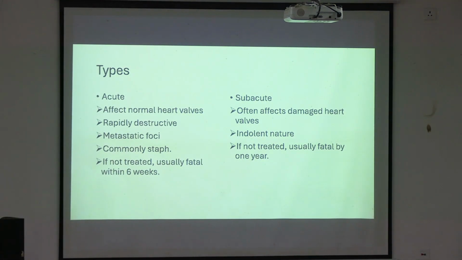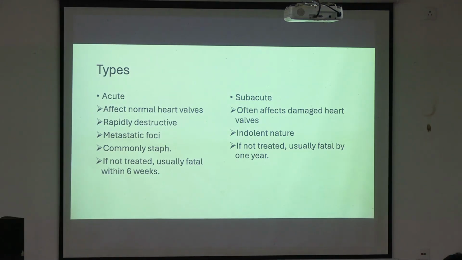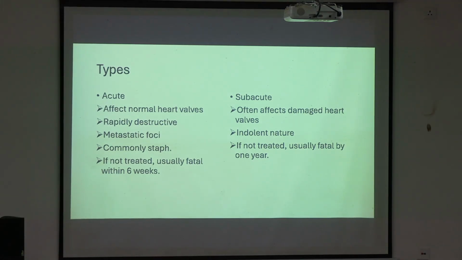Okay, so what are the types? It is of two types. First is acute and then is subacute. It is not chronic, so it will be subacute. Acute means it will affect the normal valve. It won't affect the previously affected valve, it will affect only the normal valve, and it will be rapidly destructive.